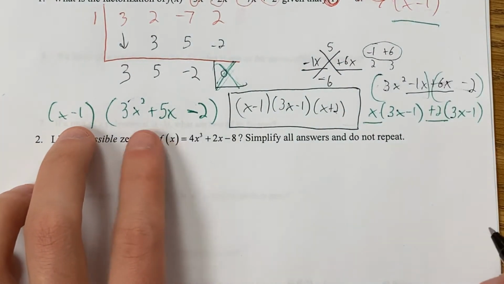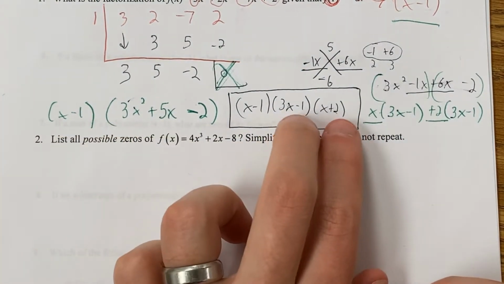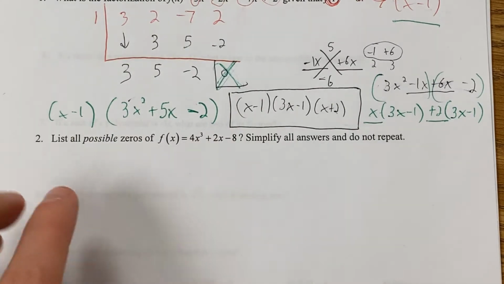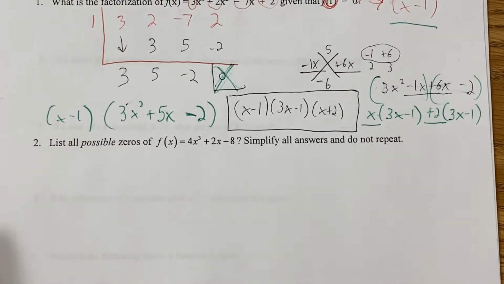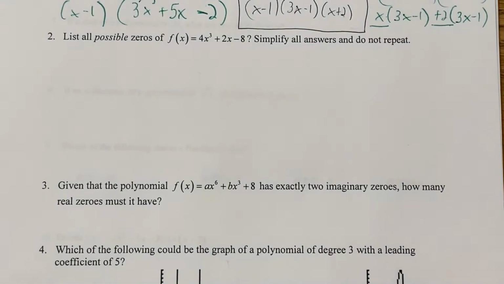There you go. So this part factored into those two, and that x minus 1 just comes over. So that is the complete factorization of number 1. Number 2, list all possible zeros of this thing.